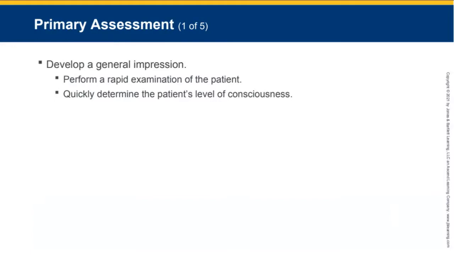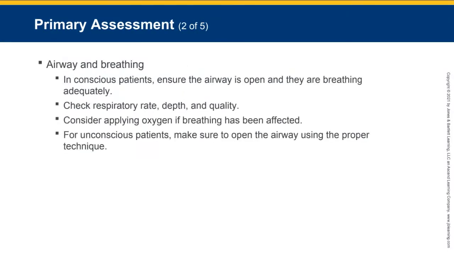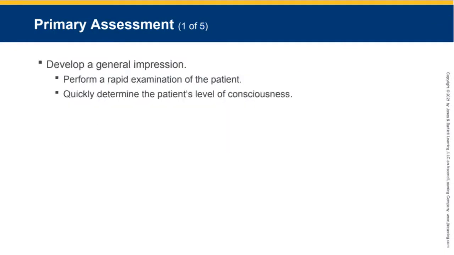All right, so as you approach a medical patient, you should develop a general impression of his or her condition. You perform a rapid examination of the patient to identify life threats. Visual clues include unconsciousness, severe bleeding, or extreme difficulty breathing. After that, you quickly determine the patient's level of consciousness, and you do this using the AVPU scale. If the patient is alert and speaking, then you know that the airway is patent.